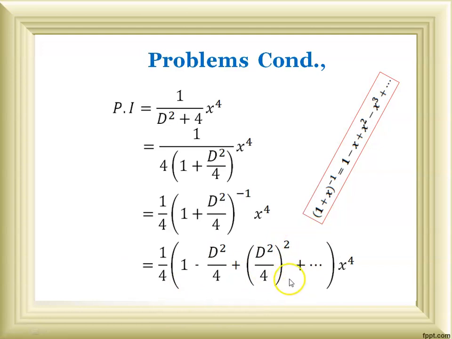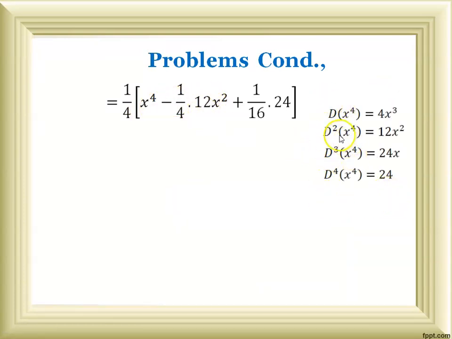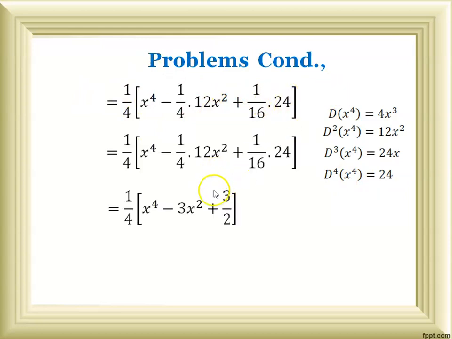So next I am moving this x power 4 inside. So 1 into x power 4 is x power 4 minus d square of x power 4. I listed the derivative values here: d square of x power 4 is 12x square and d power 4 of x power 4 is 24. So I am substituting in the previous step. I will get the values like that. After simplifying these things, I will get 1 by 4 into x power 4, 12 by 4 is 3, 24 by 16 is 3 by 2. This is our final P.I.